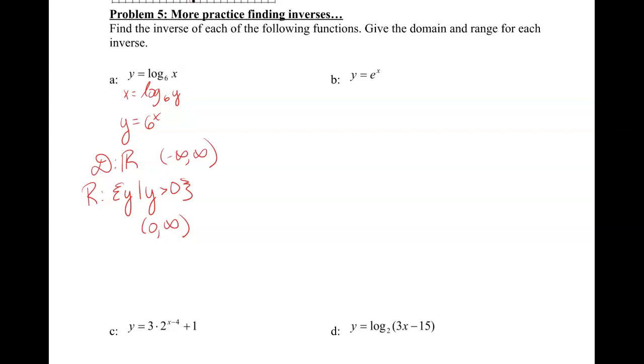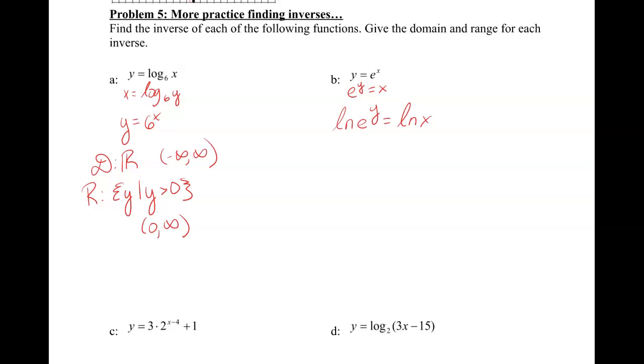The next one, I just need to find the inverse of the following function. So switching my x and my y, I would have x is equal to e to the y. Trying to solve for y now, I would take the natural log, because it does involve an e, of both sides. Don't know why I switched the sides. I should have e to the y equals x. I guess either way I switch the sides, it really doesn't matter.